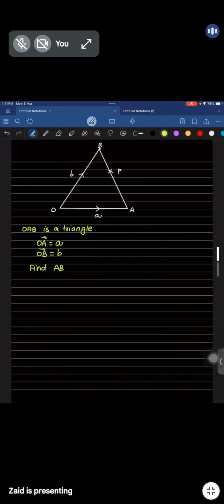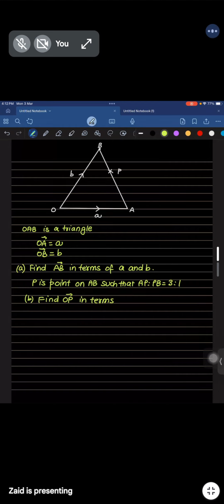Find AB in terms of A and B. P is a point on AB such that... Okay. So first of all, we have to find AB in terms of A and B.